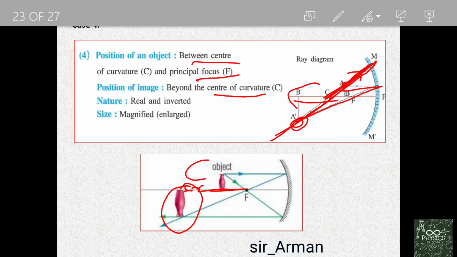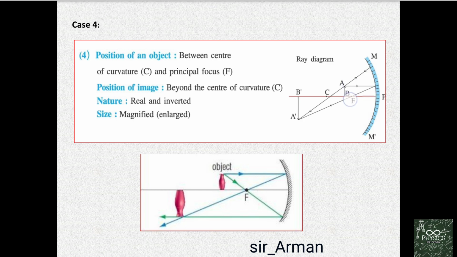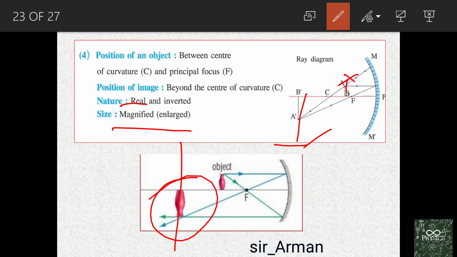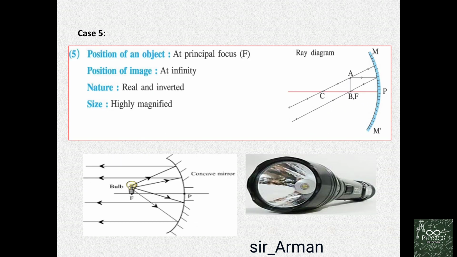So here you can clearly observe that the object is placed here and its image is obtained beyond the center of curvature, and it is magnified, larger than the object. If you place a screen here, you can obtain that image on the screen, and hence it is obtained in the real world. So we can say the image is real but also inverted, and the size is magnified. Compared to the object, the size of the image is larger.